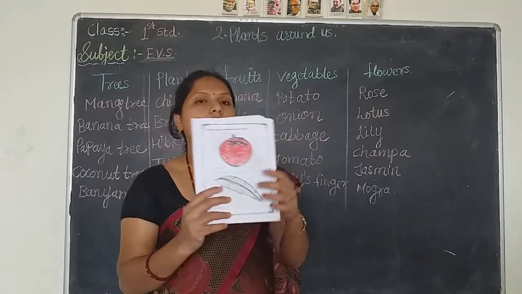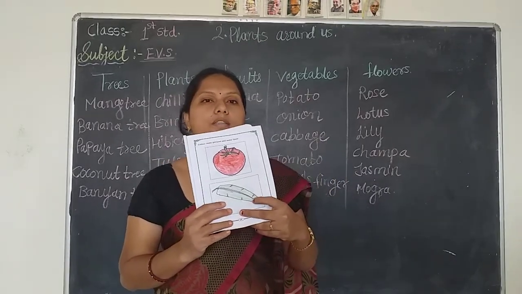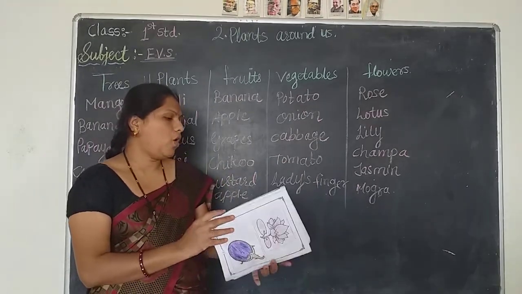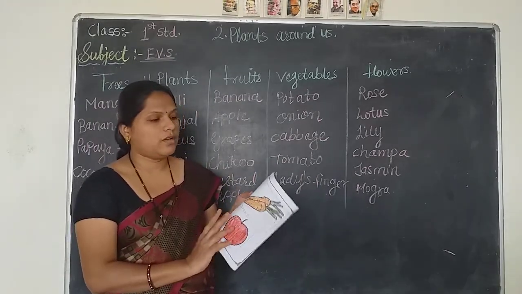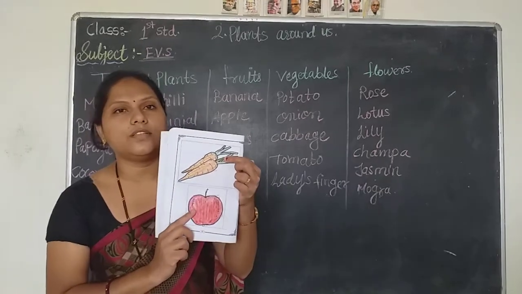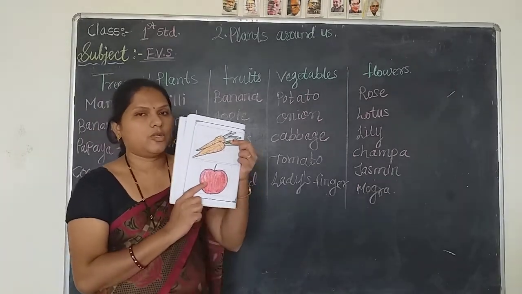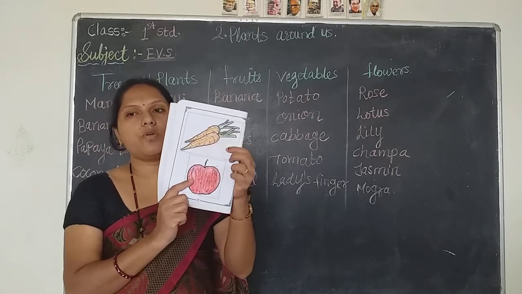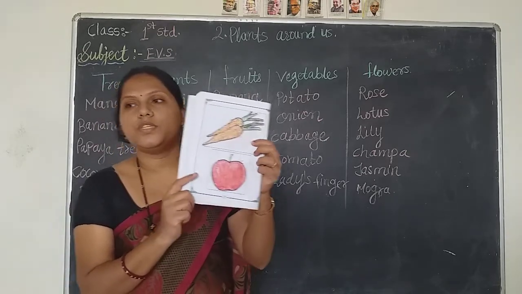Next one is a leaf of banana. On the next page, they have given carrots. These are the carrots. You can see them in your textbook and give color. This is your homework.